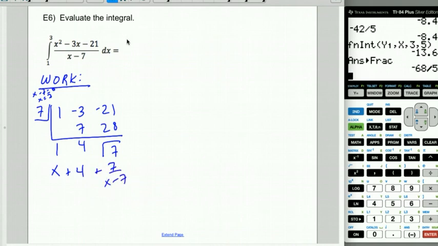So when I integrate this, and again, this is sort of simple u-sub, if you were going to integrate the x plus 4 and the 7 over the x minus 7 dx, what's going to happen is I'm going to get an x squared over 2 plus a 4x. That's pretty straightforward.